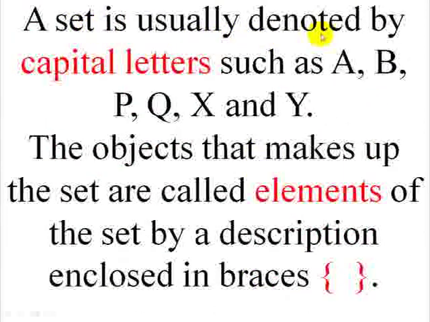A set is usually denoted by capital letters such as A, B, P, Q, X, and Y. The objects that make up the set are called elements of the set, described by a list enclosed in braces, as shown.